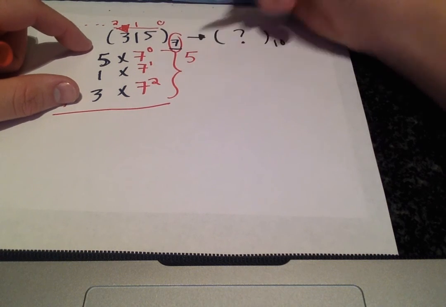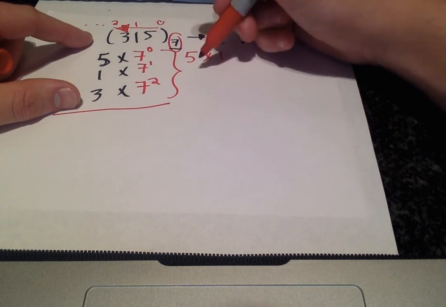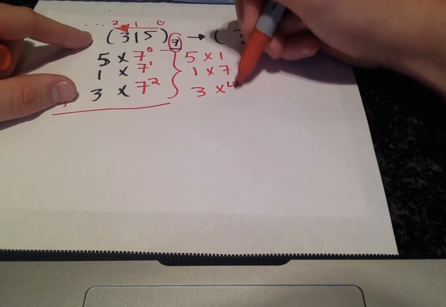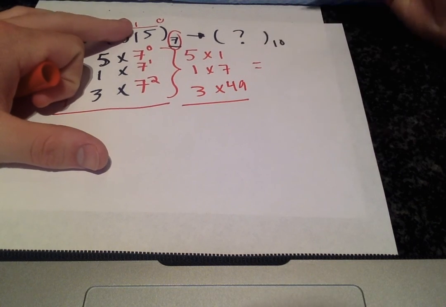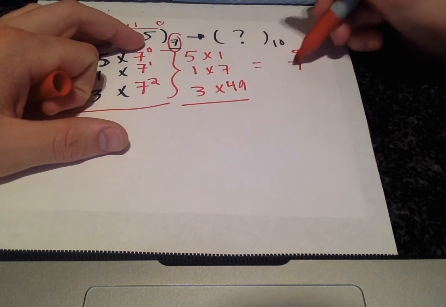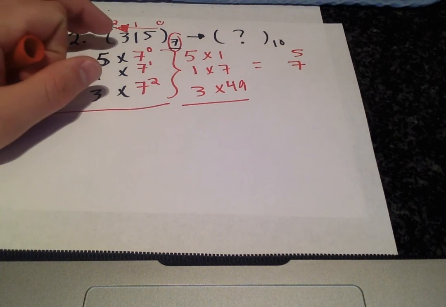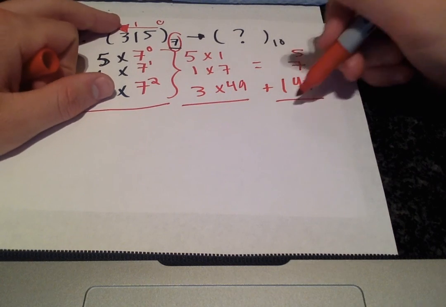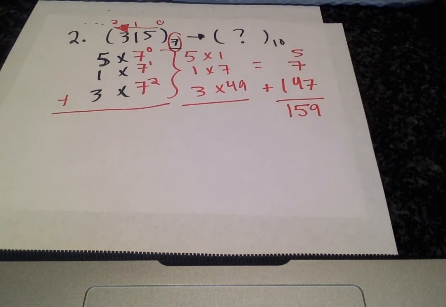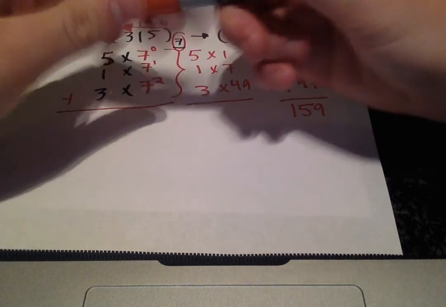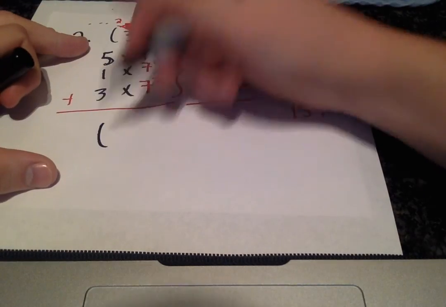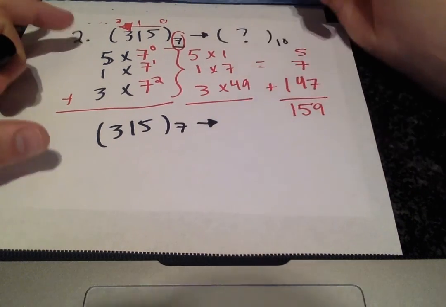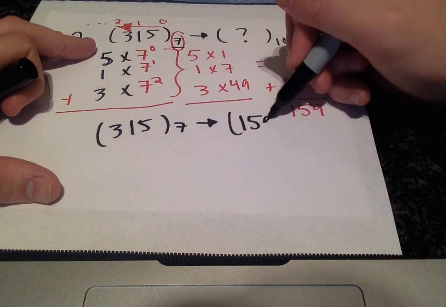So it's 5 times 1, 1 times 7, and 3 times 49, which equals 5 plus 7 plus 147. Adding all these together gives us 159. So to rewrite that in our fancy notation, 315 base 7 converted to base 10 is 159.